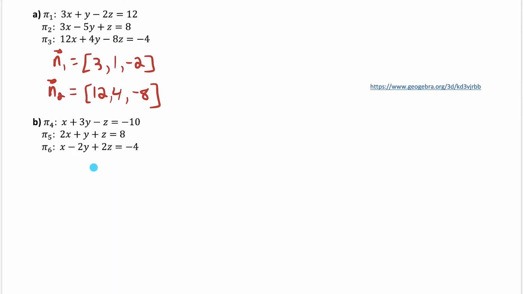If you notice, those two normals are scalar multiples of each other. If I were to multiply normal 1 by 4, so 4 times normal 1, it would be equal to normal 2. That means that the normals are parallel to each other, which means that the planes must be parallel to each other. Now, are those planes parallel and coincident? Maybe they're the exact same plane. Or are they parallel and distinct?